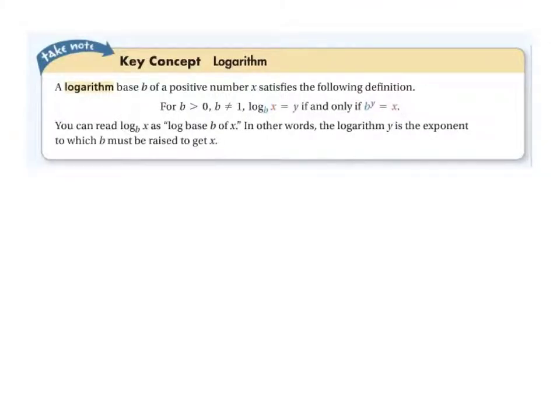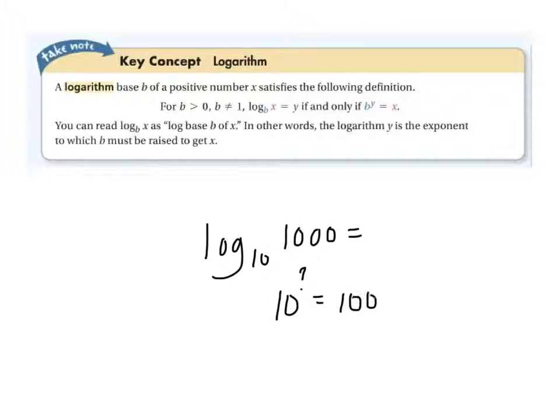So we already know the logarithm base b of a positive number x satisfies the definition: log base b of x equals y if b to the y equals x. In other words, the logarithm y is the exponent to which b must be raised to get x. We've talked about these in class. The log base 10 of 1,000 asks: what exponent do you put on 10 to get 1,000?